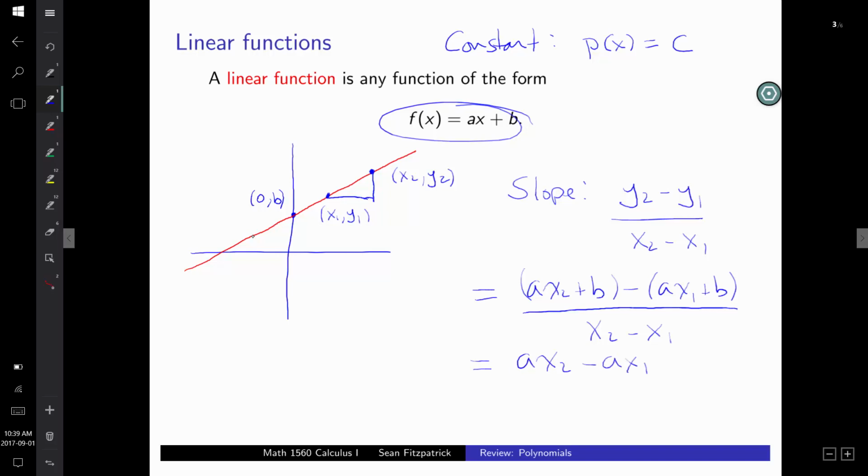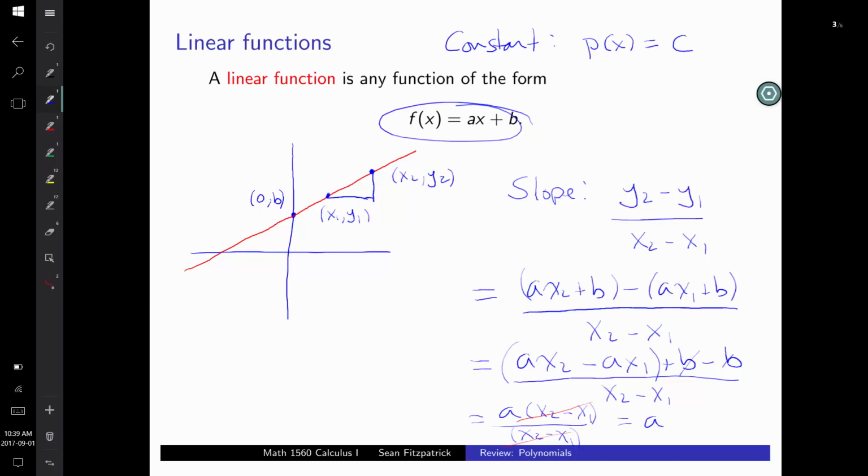ax2 minus ax1 plus b minus b. Be careful, right? That minus sign hits both of these guys, and then those b's cancel out. What's left on the top is a times x2 minus x1. If I factor out the a, x2 minus x1, it's the same thing top and bottom, right? It always comes out to give me this number a.